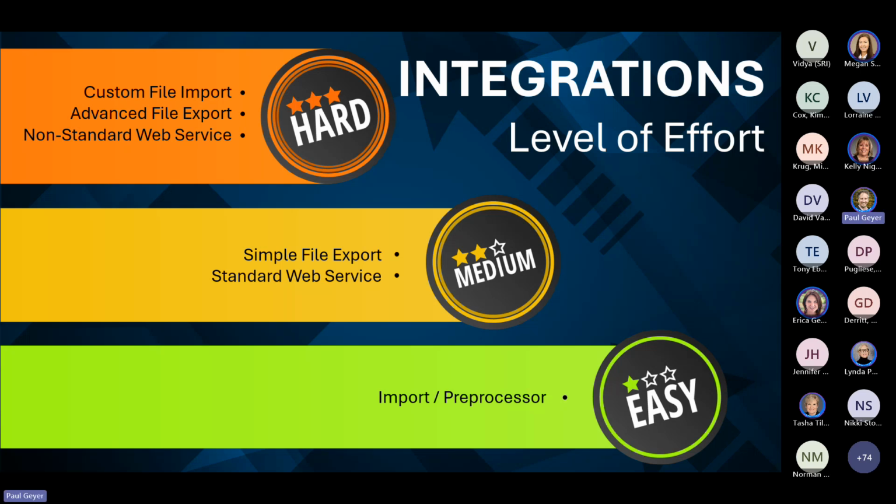On the simply more difficult side, on the medium, I would say these are around 2 weeks. These would be simple file exports and exposing a standard web service. A simple file export would be generating a comma-separated value file, maybe some report data without much transformation or business logic. And then a standard web service would be exposing a screen or action that's native to Costpoint.